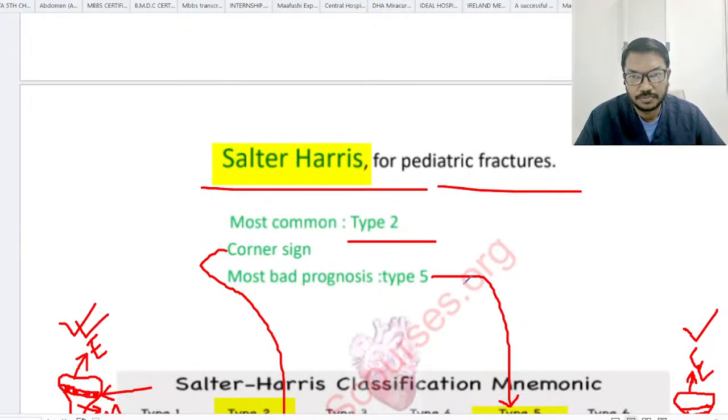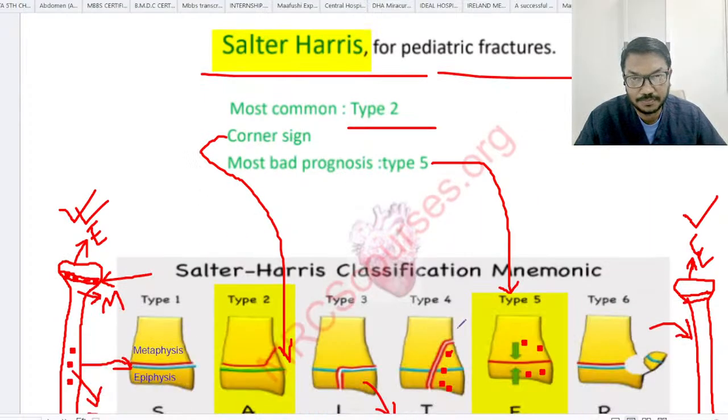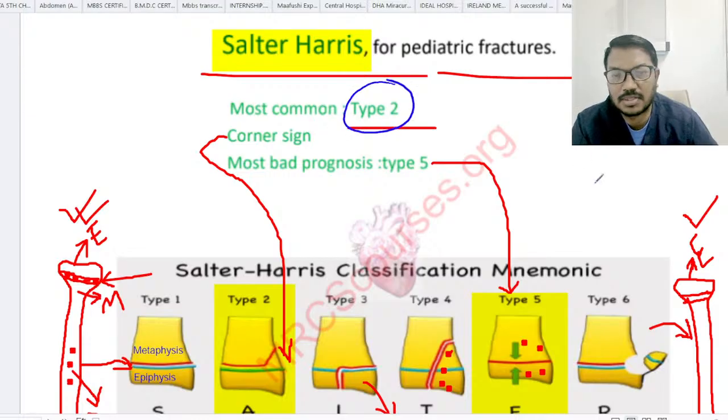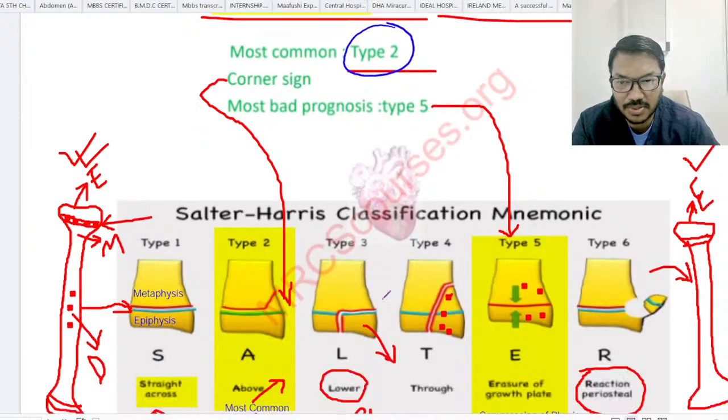Now, Salter Harris for pediatric fracture. This is very important, and exam questions come from here. Salter Harris, or sometimes only Harris classification, for pediatric fracture. The most common type of Salter Harris fracture is type 2. First, we'll see what the Salter Harris classification is.